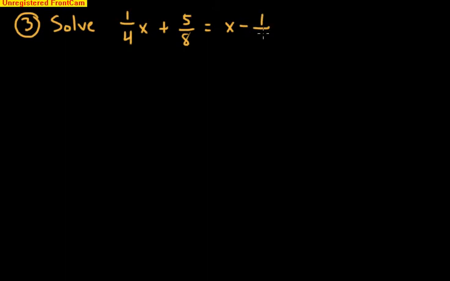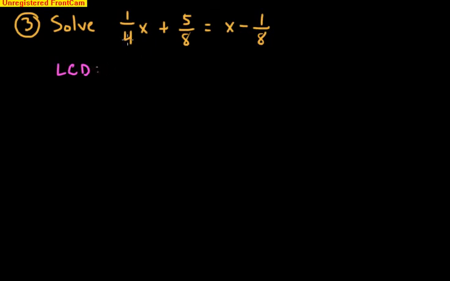Same idea, solve. But this one's going to involve fractions. So we're going to solve. And the problem is 1/4 x plus 5/8 equals x minus 1/8. Okay? And remember that the technique I taught you guys was multiplying by the LCD. So we need to find the LCD.